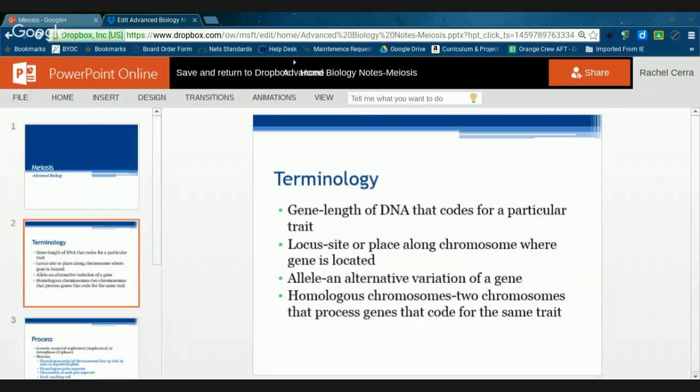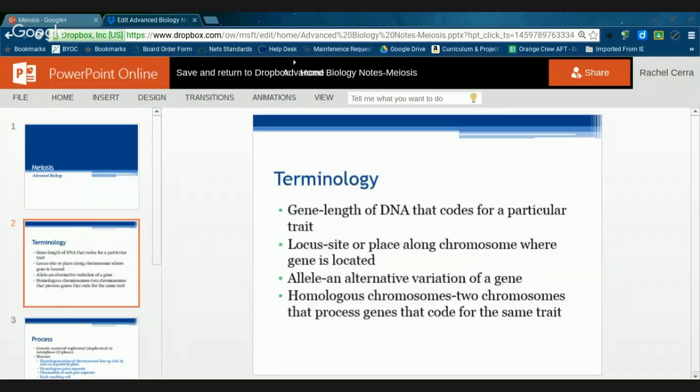All right. First thing that I want to go over are some terminology words with you. The first being gene. That is the length or a section of DNA that codes for a particular trait. So we've got many, many different genes in the human genome, hundreds and thousands of genes there.